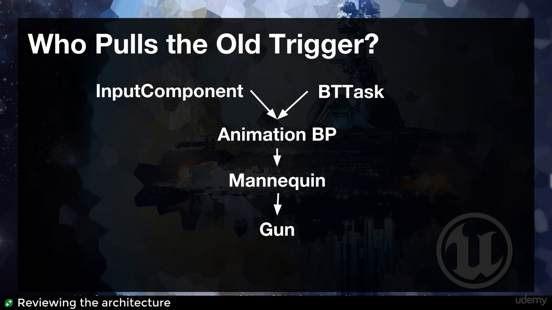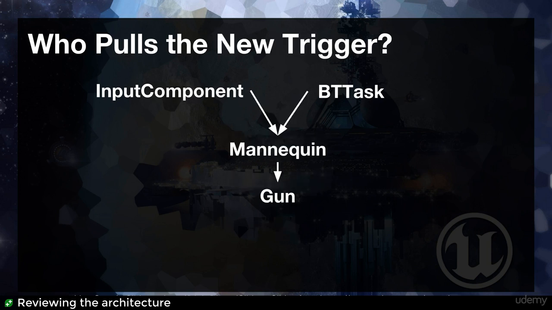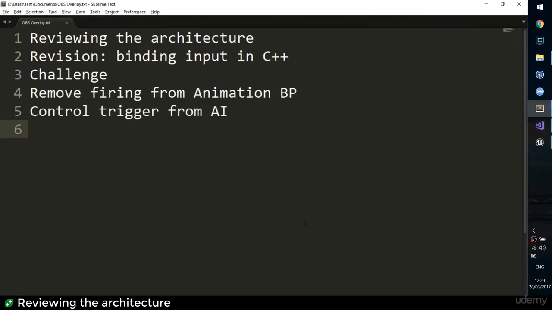It also sets the booleans in the animation blueprint. That's just roundabout and horrible and relies on the third person animation blueprint, as we've already said. So this is the old way. The new way is that the input components and BT task are going to trigger the mannequin directly. And how are we going to do this? Well, let's go ahead and have a look.